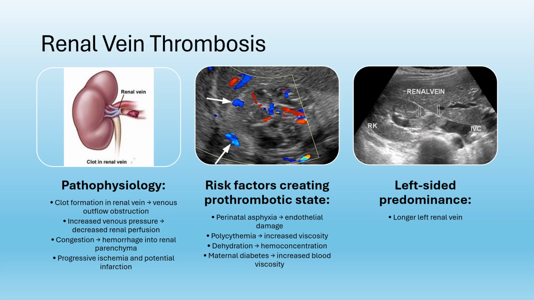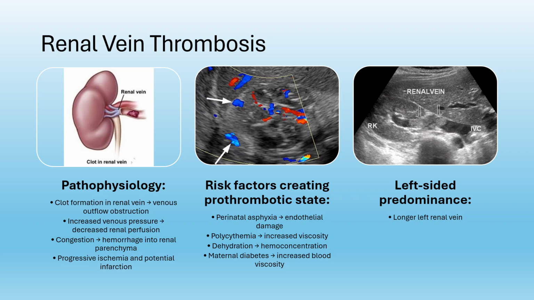The left-sided predominance relates to anatomic factors. The left renal vein is approximately 3 times longer than the right, traversing between the aorta and superior mesenteric artery before joining the inferior vena cava. This longer course creates more opportunity for compression, turbulent flow, and stasis.